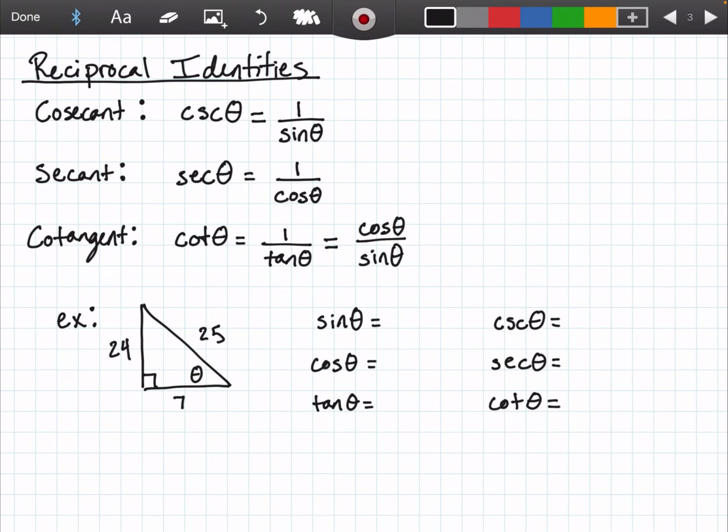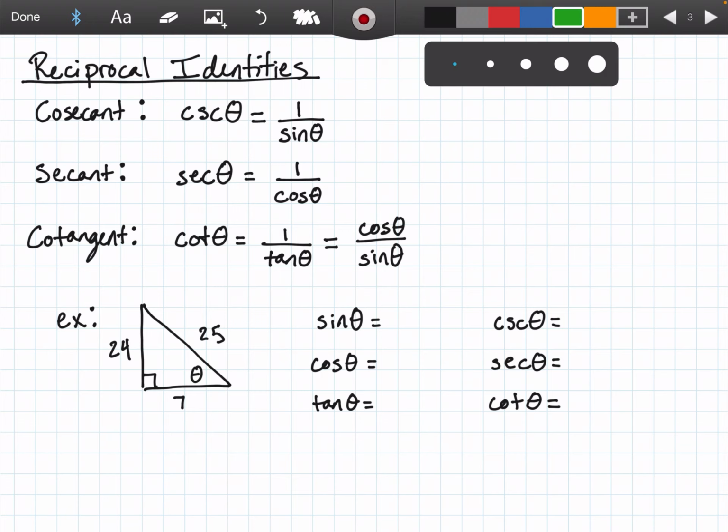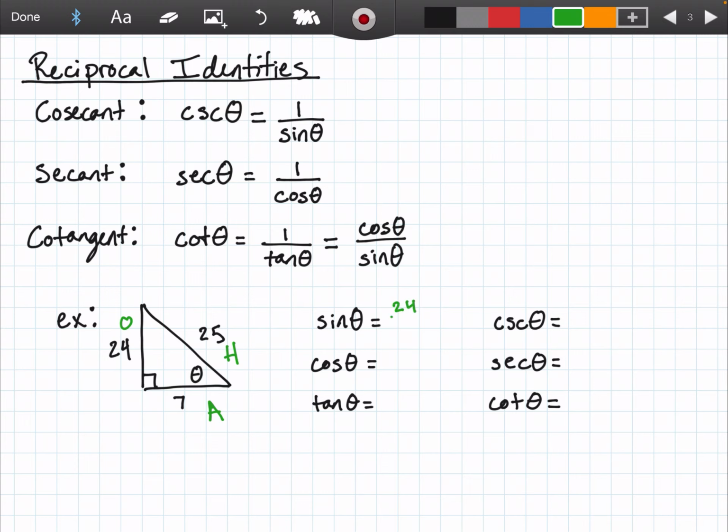Okay, so just from a triangle perspective, I can label opposite, adjacent, hypotenuse. And I can see that sine of theta is going to be 24 over 25. That was my opposite over hypotenuse. So if I want to find, well, let's just finish. Cosine theta is going to be 7 over 25, and tangent theta is 24 over 7. Once again, that's from SOHCAHTOA.